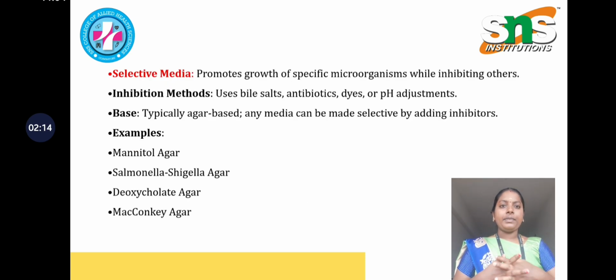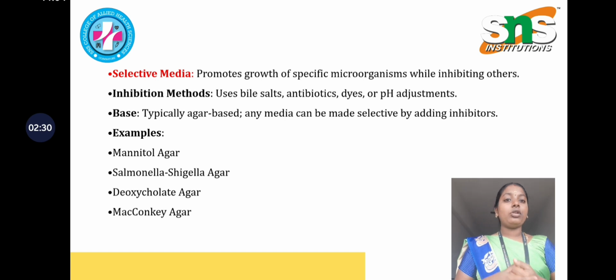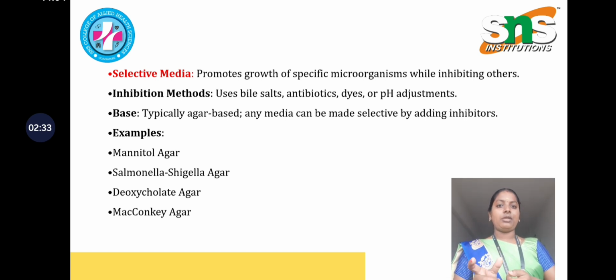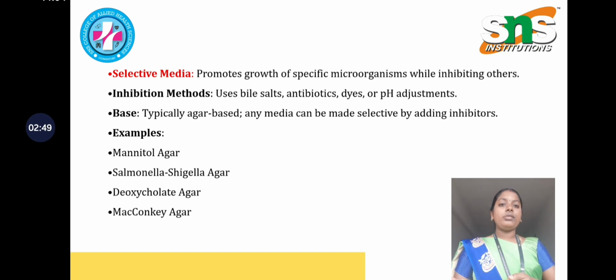And selective medium, it promotes the growth of specific microorganisms. Nutrient agar is common for all microorganisms to grow, but only the selective media will grow specific microorganisms. For example, Salmonella Shigella agar. This Salmonella Shigella agar mainly isolates the Salmonella species. If you are affected by typhoid fever or paratyphoid fever, the Salmonella organism is responsible for causing that disease. So for identifying Salmonella, we will be using Salmonella Shigella agar. So this is a very good example.